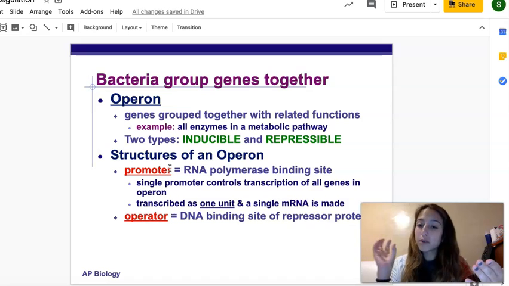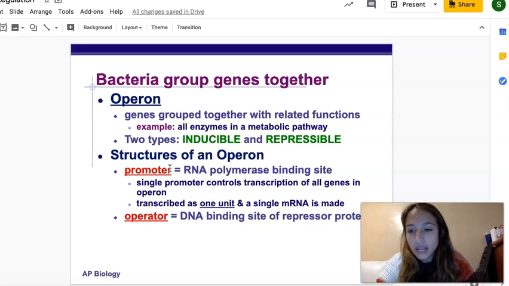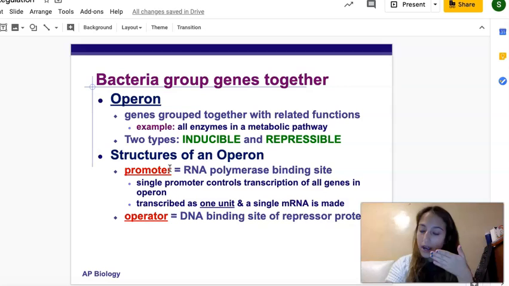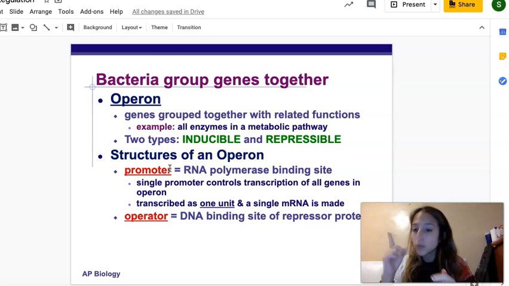And if the RNA polymerase is able to then move along that segment of DNA, it's going to be able to start transcribing messenger RNA. So it's that RNA polymerase binding site. The operator is the switch. The operator is where the transcription of that operon is going to be either switched on or switched off.